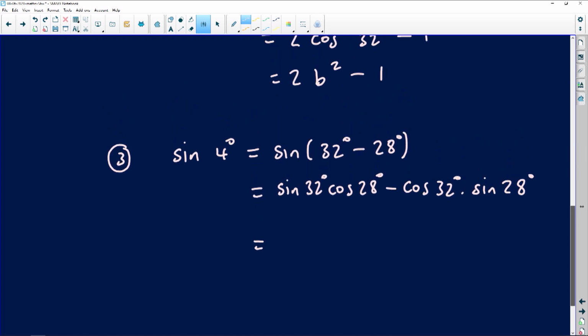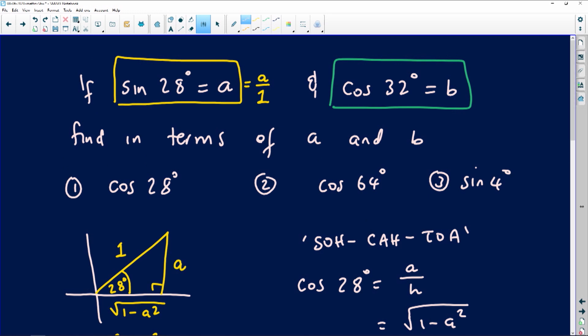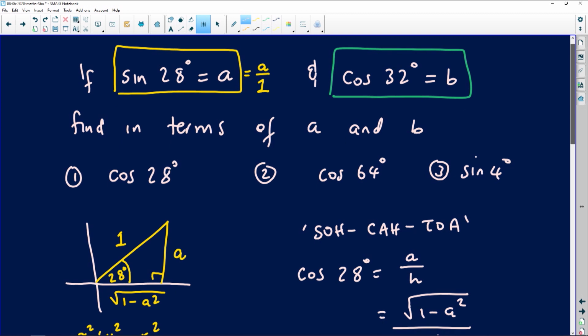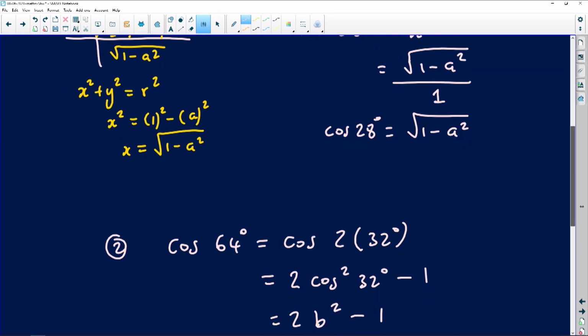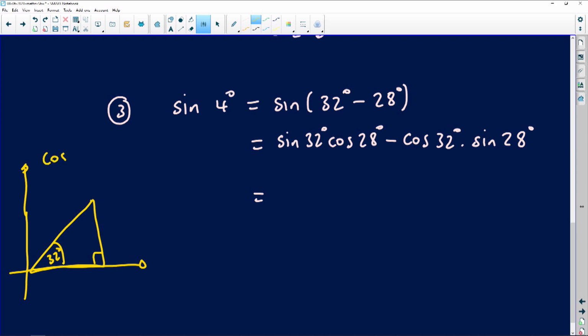Now let's check what is going on here. I'm looking for sine 32, right? Do I have sine 32 from the given information? No, we don't. So I'm going to take the diagram of cos 32 and manipulate it to assist me, like we did for the first item. We know that we can draw a right angle triangle in the first quadrant for exactly 32 degrees. We were told that the cosine of 32 degrees is b, which we can write as b over 1. Cos is adjacent over hypotenuse. If you apply Pythagoras, the y is going to be the square root of 1 minus b squared. I trust your skills of applying the theorem of Pythagoras.